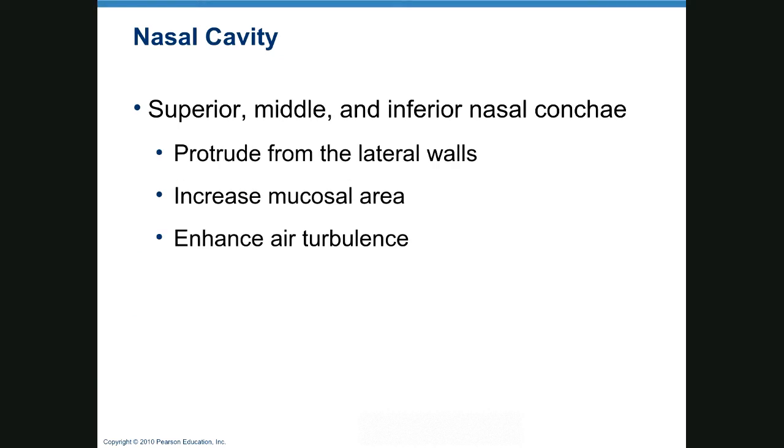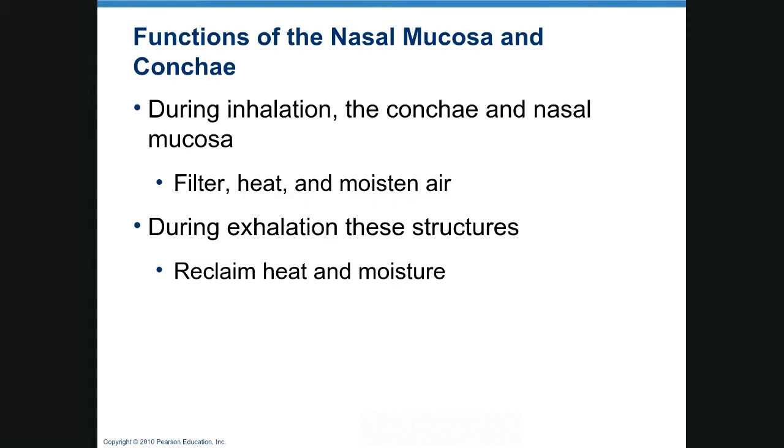Now, the superior, middle, and inferior nasal conchae protrude out from the lateral walls, and they increase mucosal area and enhance air turbulence. During inhalation, the conchae and nasal mucosa filter, heat, and moisten air, because if it gets straight into your lungs, it's going to hurt the lungs. During exhalation, they reclaim the heat and moisture.